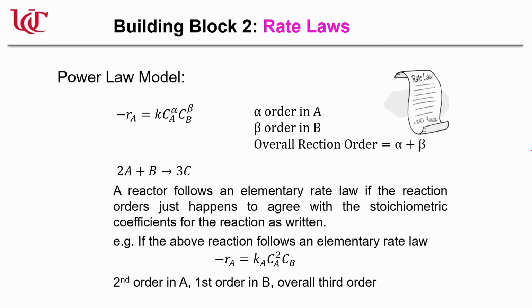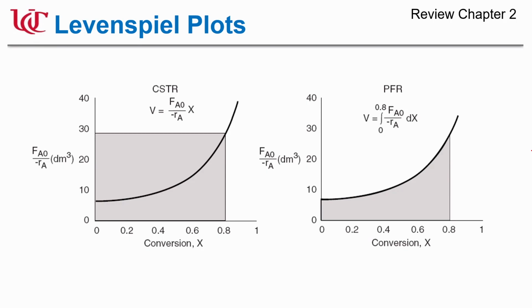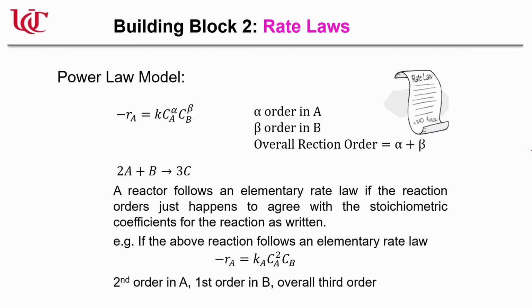Okay, again here, now you can see, right? If you want to plot the Levenspiel plot, you probably need to know the function of RA, right? So it means RA as a function of conversion X. So how do we get this function? First of all, we need to establish the rate law. The rate law will correlate RA with the concentration.